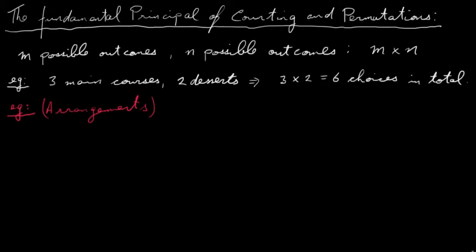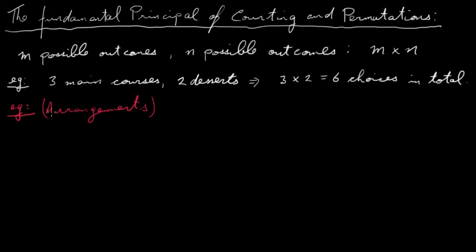Okay, so in this video we're going to look at the fundamental principle of counting, and then we're going to look at some examples of permutations or arrangements. So let's just start with the fundamental principle of counting, which is kind of a fancy name for something that's really very simple. The definition of the fundamental principle of counting is that if you have m possible outcomes for one event and n possible outcomes for another event, then the total possible outcomes is m times n.